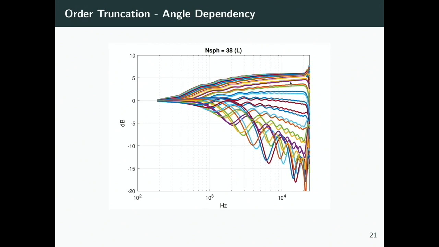What I plotted here is just in 10-degree steps around the sphere. So it doesn't really matter which angle is which, just we can already see that it's highly angle dependent. And well, this is minus 20 dB here, and this is more than 6 dB here. So this is a difference of 25 dB that we introduce.